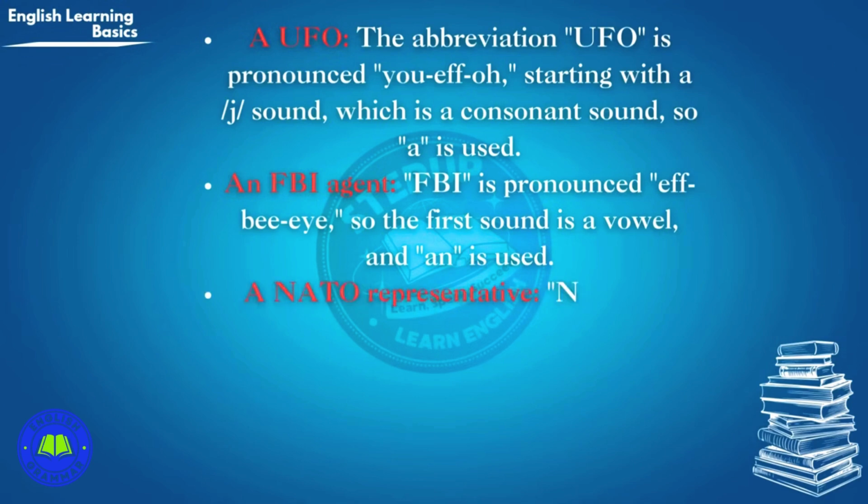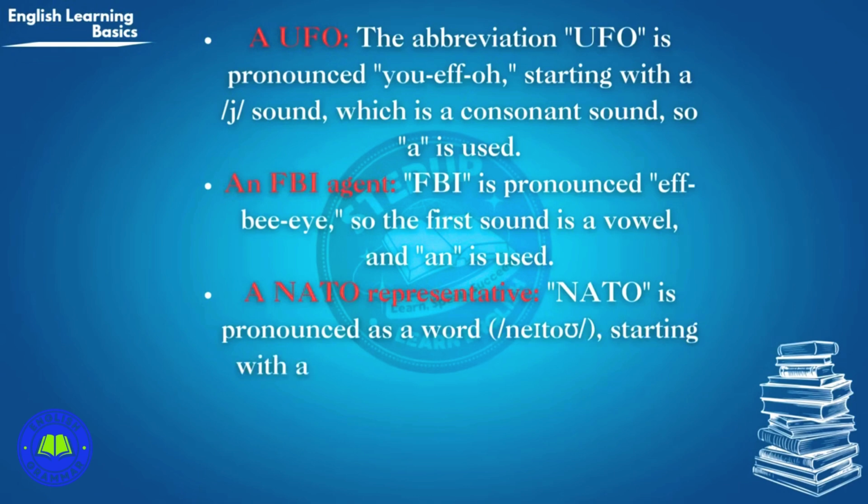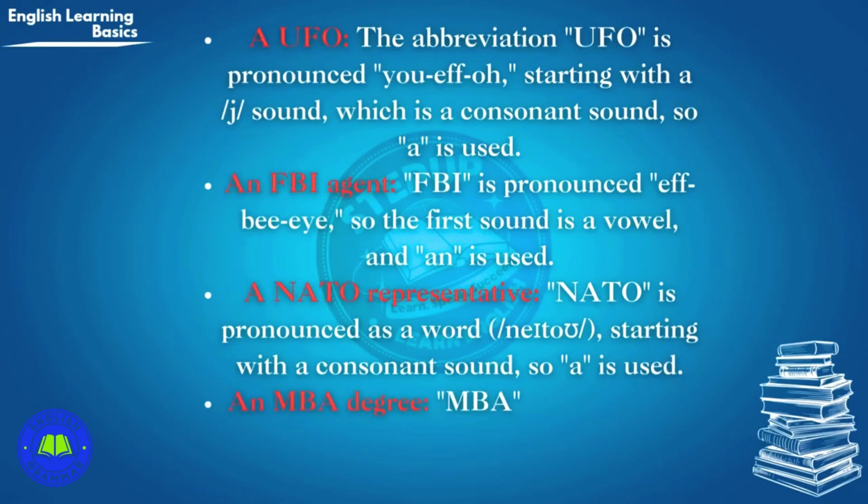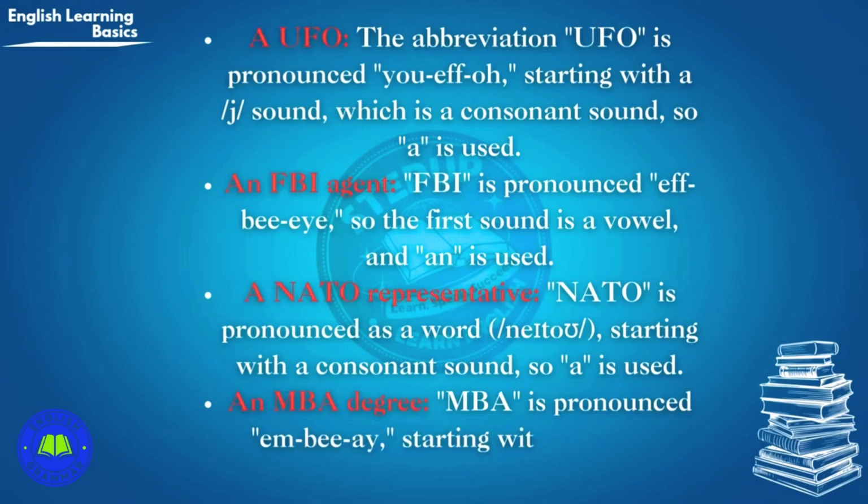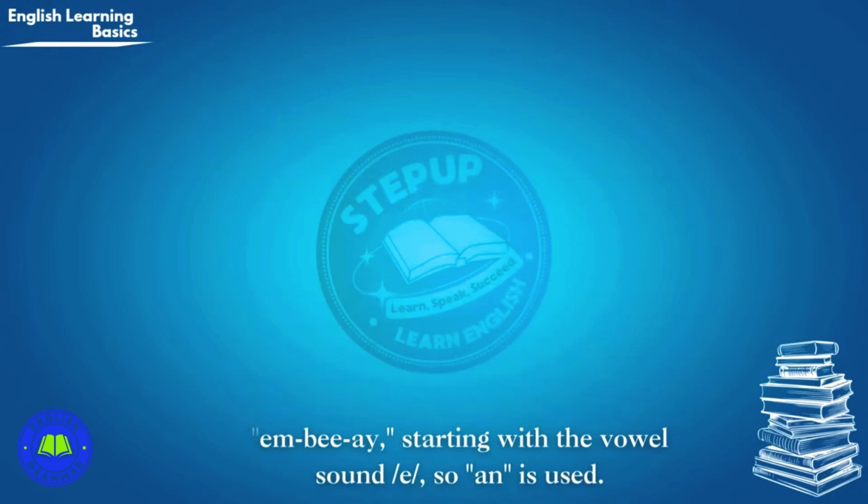FBI is pronounced "eff-bee-eye", so the first sound is a vowel, and an is used. A NATO representative. NATO is pronounced as a word, NATO, starting with a consonant sound, so a is used. An MBA degree. MBA is pronounced "em-bee-ay", starting with the vowel sound E, so an is used.